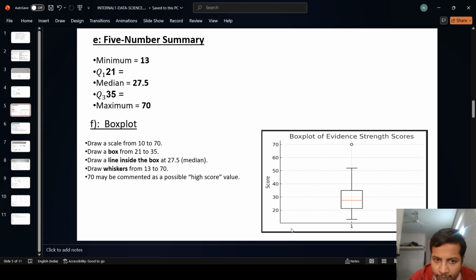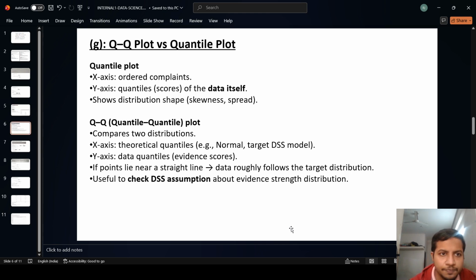Draw a line inside the box at 27.5, the median. This red line will represent the median, and draw whiskers from 13 to 70. Now 70 may be commented on as a possible high outlier value.